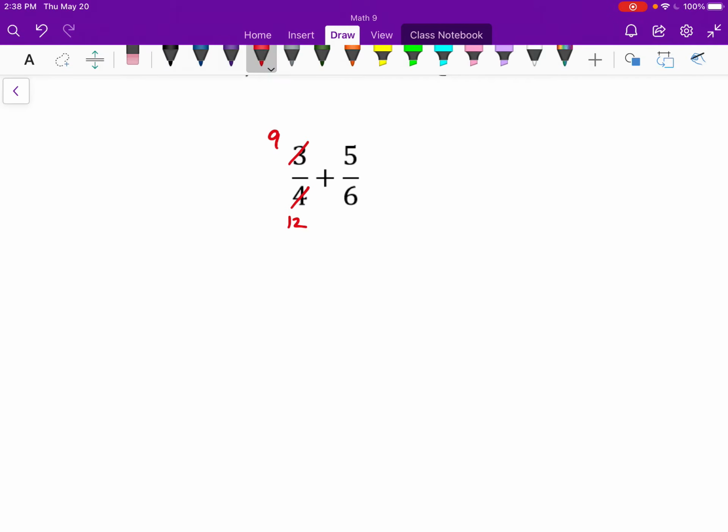Similarly, to go from 6 to 12, I've got to times it by 2. So I can change that 6 to a 12 as long as I do the exact same operation to the numerator. So 5 times 2 is 10. And so instead of literally adding 3/4 plus 5/6, I'm going to add 9/12 and 10/12, because now I have that common denominator, which means my answer is going to be in terms of 12ths, because once you have a common denominator, it's just 9 plus 10, which is 19.